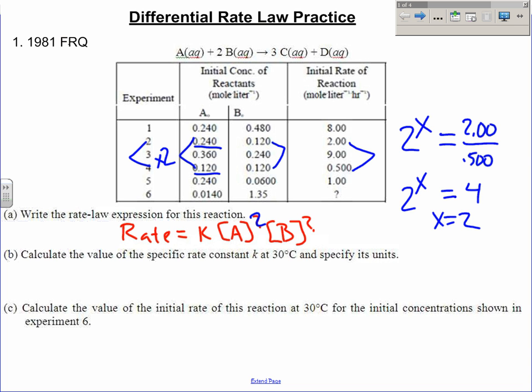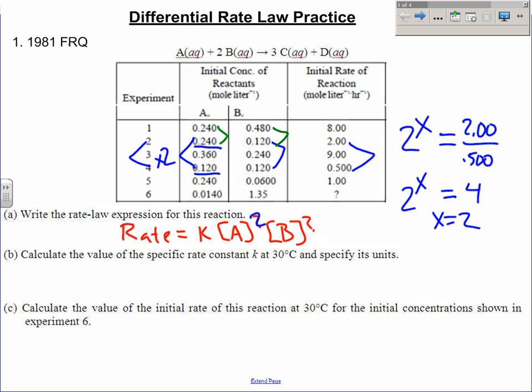Now, when you go to find out what's going on with B for its order, you essentially do the same thing. You want to identify a situation where A is constant. Well, if you look at Experiment 1 and Experiment 2, A is constant. So I could use these two rate ratios to calculate my order with respect to B.